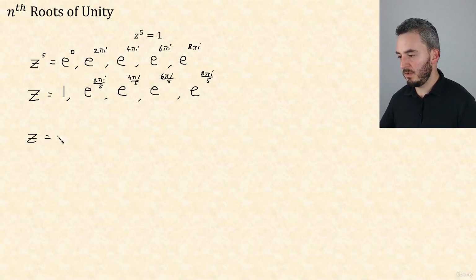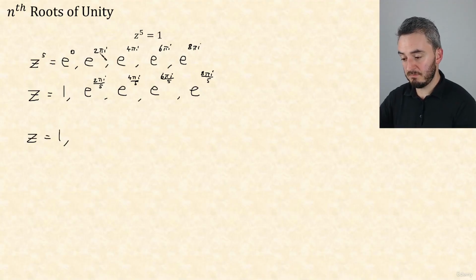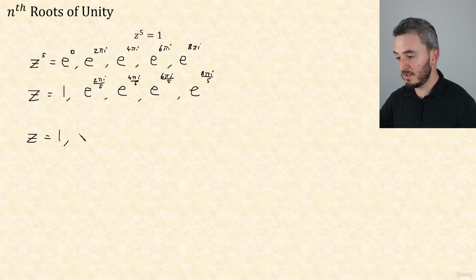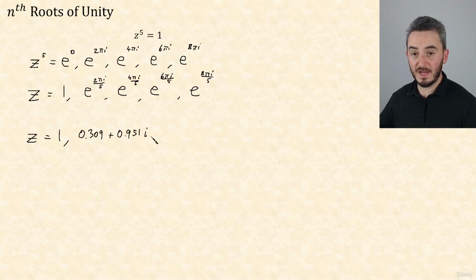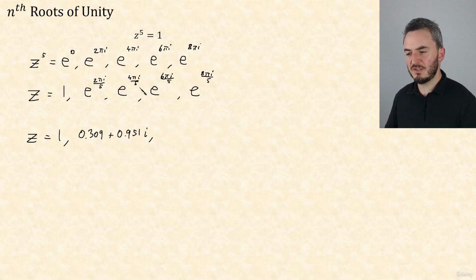But here's the first one, 1. Now, what is that e to the 2 pi i over 5? Well, if I just work this out, it's cos 2 pi over 5, which is not a particularly nice number. It's sort of 0.309. And then it's i sine 2 pi over 5, which is 0.951 i, and so on. Now, just for fun, actually, let's do all of these because there's an interesting observation here.